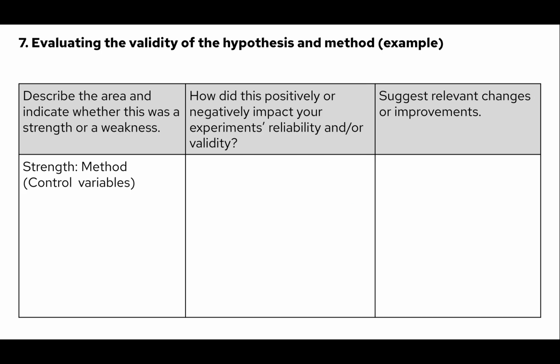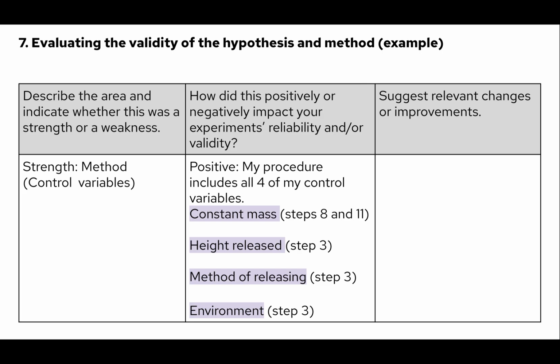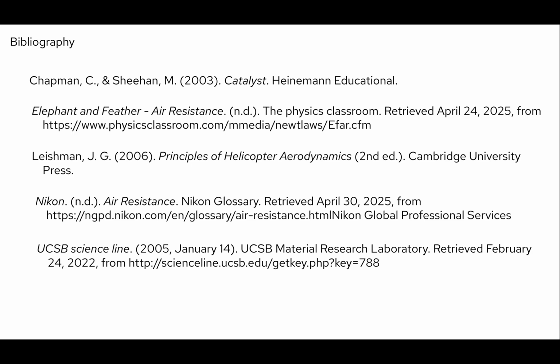And another strength was my control variables in my method. It was positive because my procedure included all 4 of my control variables. The constant mass was located in steps 8 and 11. The height released was in step 3. The method of releasing was also in step 3, and the environment was step 3. Again, no need to improve upon this since it was a positive impact.